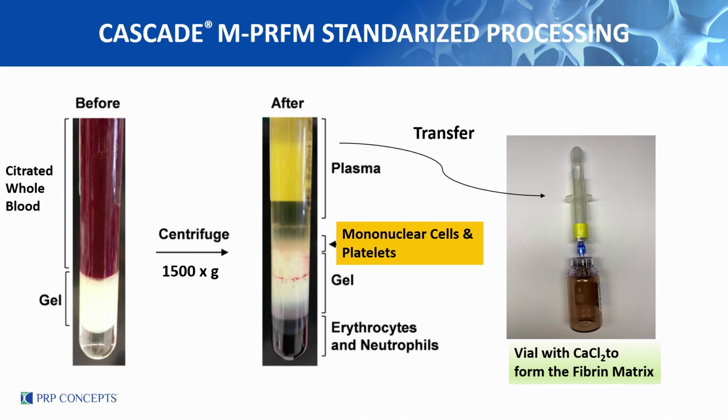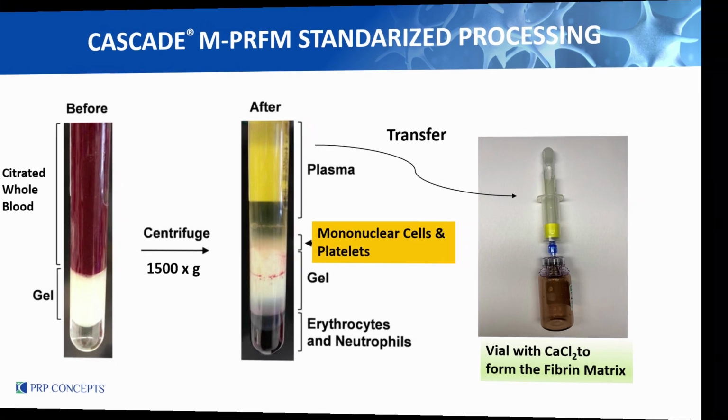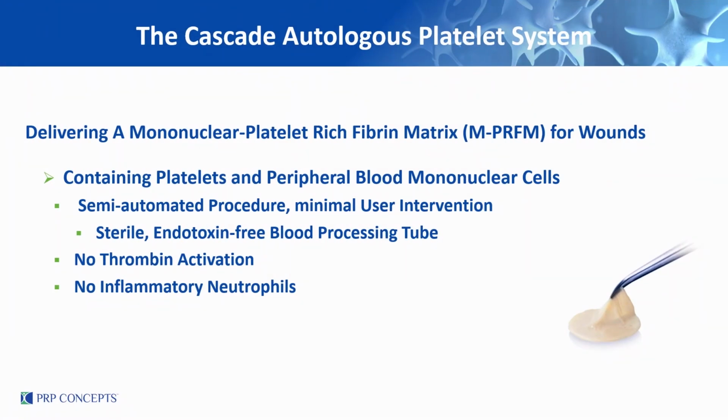So these are just some other images of the tubes that you'll get after you do your centrifugation and your release. So this delivers a mononuclear platelet-rich fibrin matrix for wounds containing the platelets and peripheral blood mononuclear cells, which are really important immunological cells. Not so much in this country, but in Europe, many of our Italian friends are using monocyte therapy to treat their wounds. And they've done a number of studies on neuroischemic wounds, no-option patients, where they're delivering monocytes and affecting wound closure in these no-option wound patients.